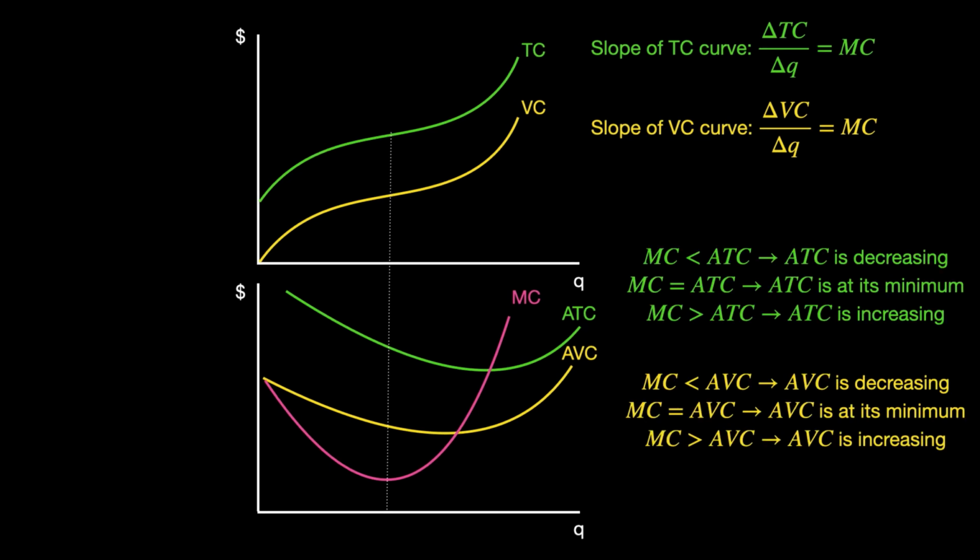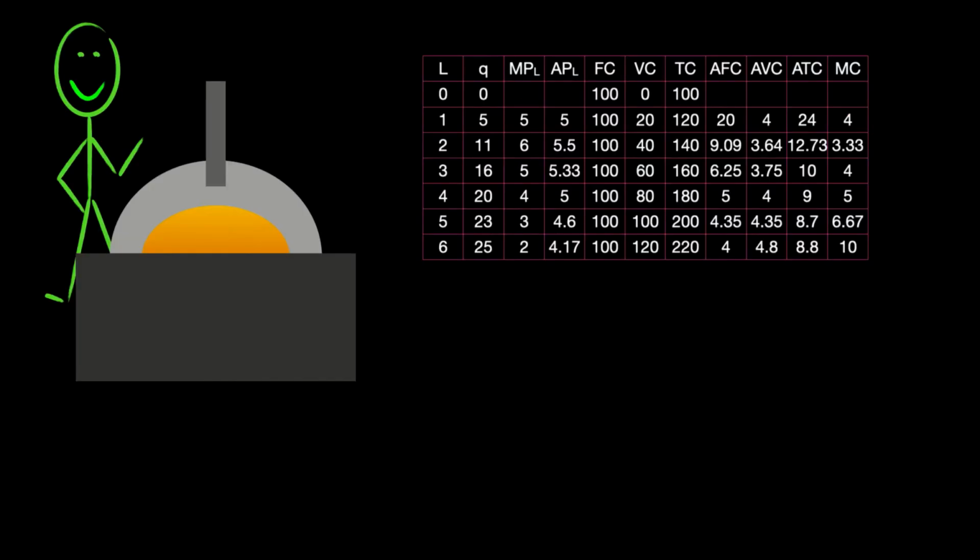The relationship between marginal cost and average total cost is similar to the relationship between marginal product and average product. When marginal cost is less than average total cost, average total cost is decreasing. When marginal cost equals average total cost, average total cost is at its minimum. And when marginal cost is greater than average total cost, average total cost is increasing. These relationships are also true for marginal cost and average variable cost.